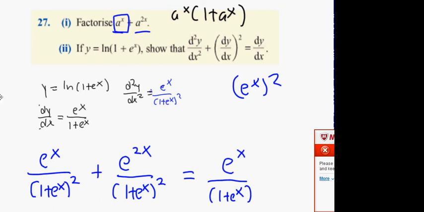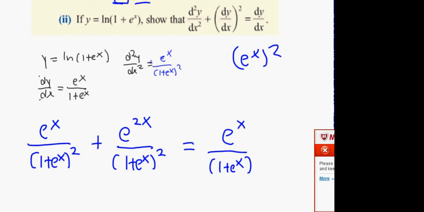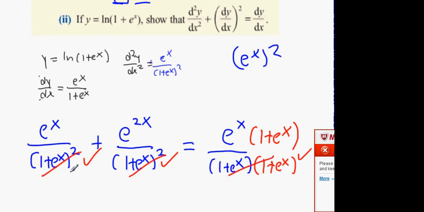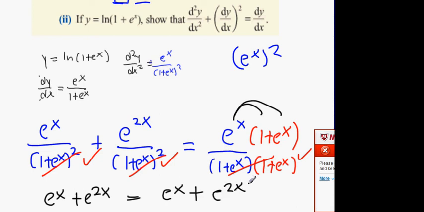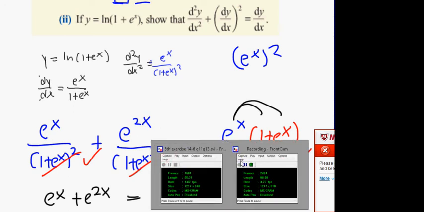Now, currently speaking, are all the denominators the same? That one is the same as that one, but this one is lacking a square, isn't it? So let's multiply the bottom by 1 plus e to the x and multiply the top by 1 plus e to the x. If you multiply a fraction by the same number, top and bottom, you do not change the value of that fraction. Now, what does that make the bottom then? It makes the bottom 1 plus e to the x squared. They cancel. Now what you're left with is e to the x plus e to the 2x equals e to the x plus e to the 2x. And you just have to prove that they're both the same. So that's it. All right, guys.